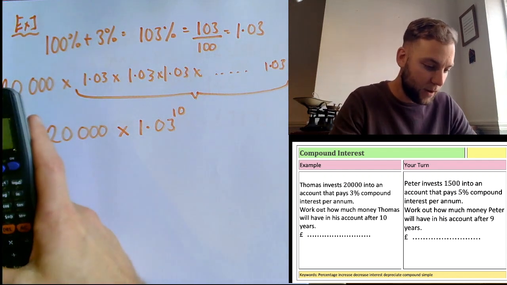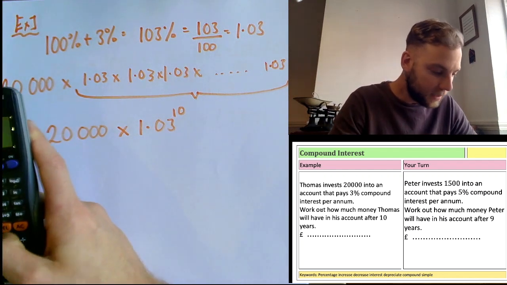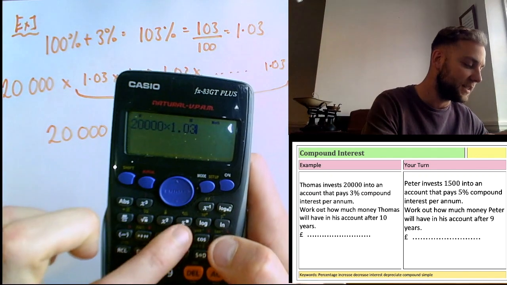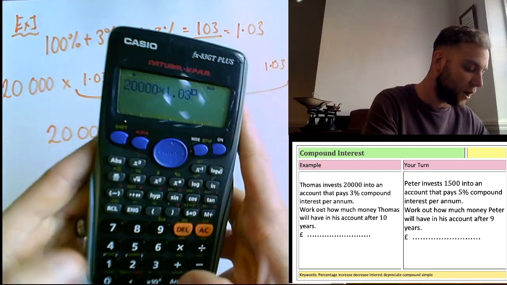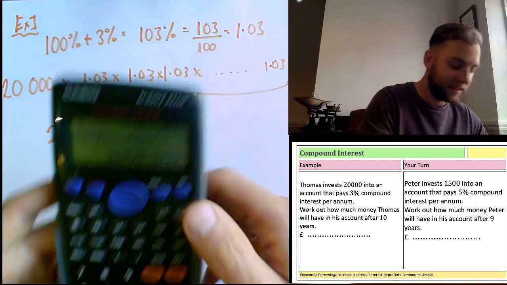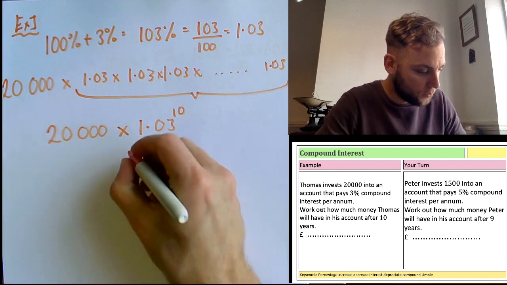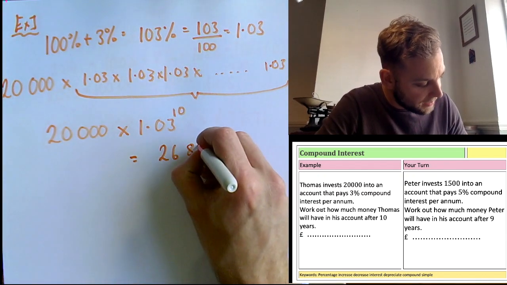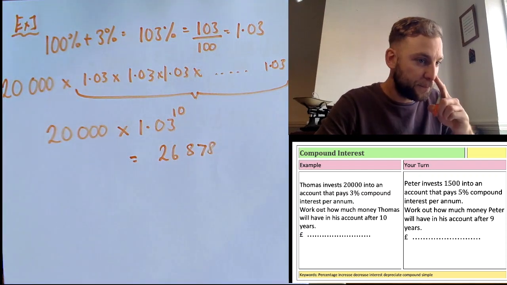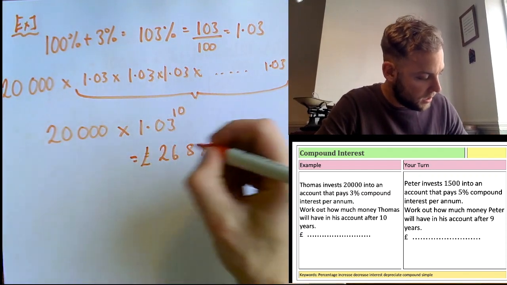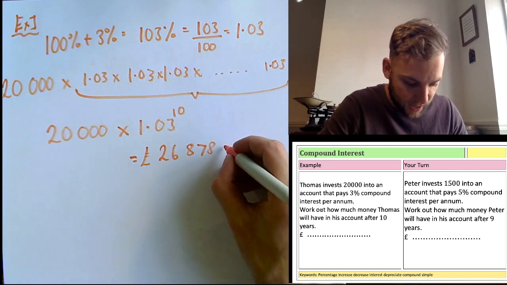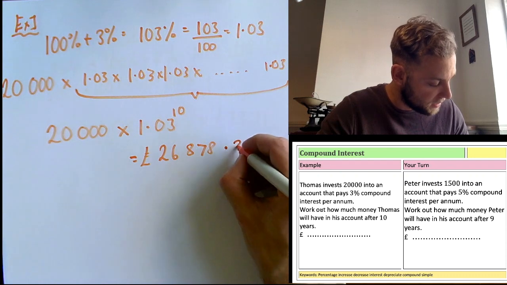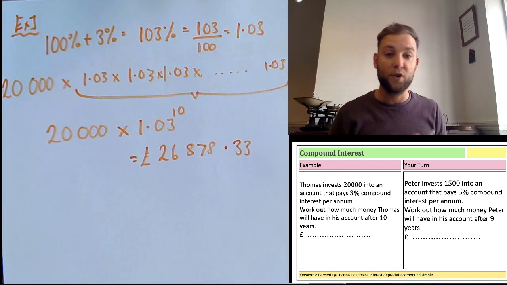So here we've got 20,000 times by 1.03. Now, if you're not sure where the power button is, it's this x with a little square, to the power of 10. And that is equal to 26,878.327, which is pounds and pence, so it's £26,878.33. So that's that first question done.